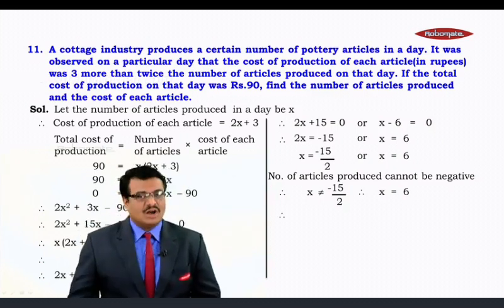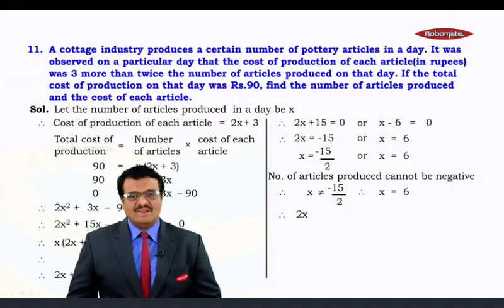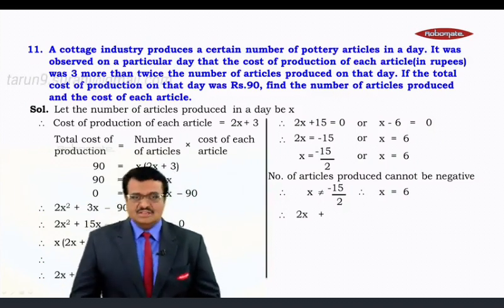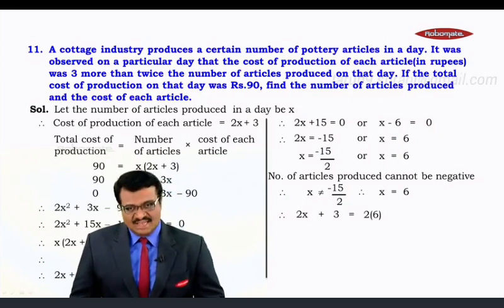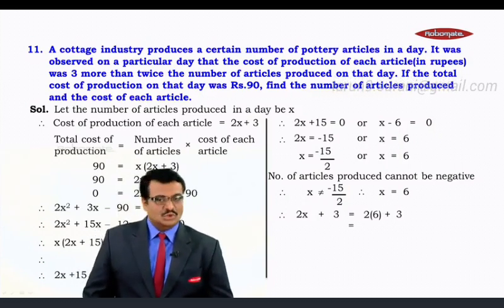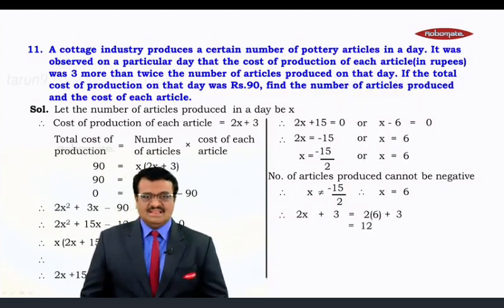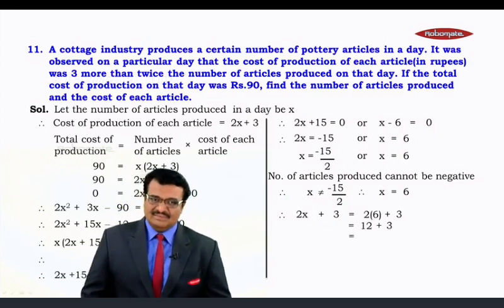Then we can also find the cost of production now. The cost of production we have taken it as 2x plus 3. So 2x plus 3 is equal to 2 into x, x is how much? 6, plus 3. So 2 6s are 12 plus 3. How much is that? 15, right?